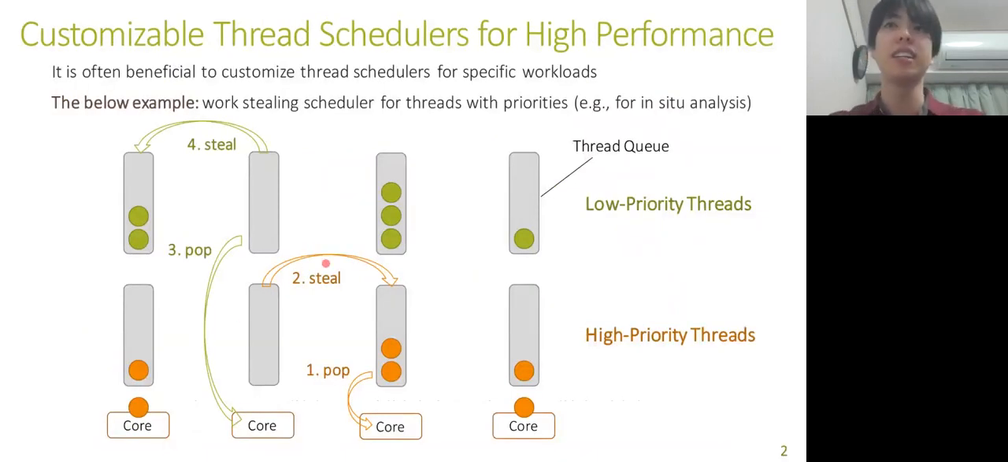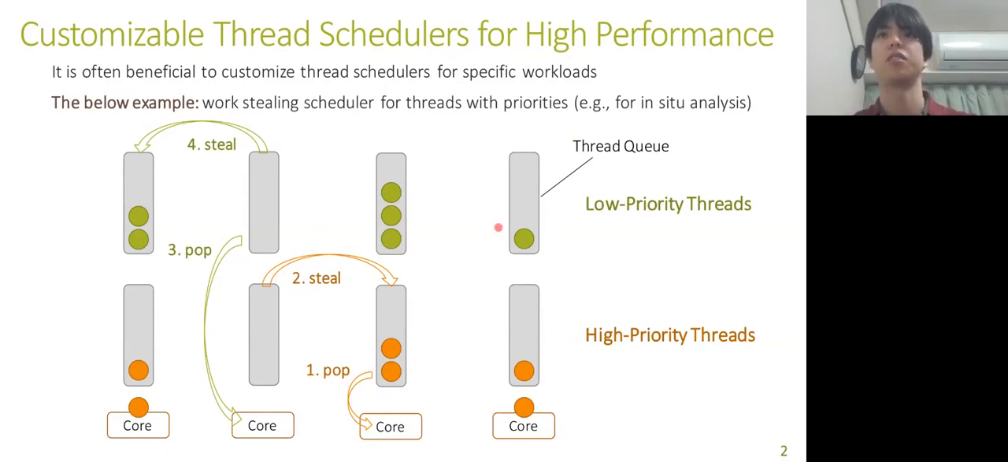In addition, customizing thread schedulers for specific workloads is often beneficial, because general thread schedulers do not perform well in some situations. It is important to design thread schedulers for specific workloads by utilizing some application hints. For example, locality-aware scheduling for memory-bound applications and priority-based scheduling have been intensively studied until now. This example shows a priority-based scheduling with work stealing strategy.